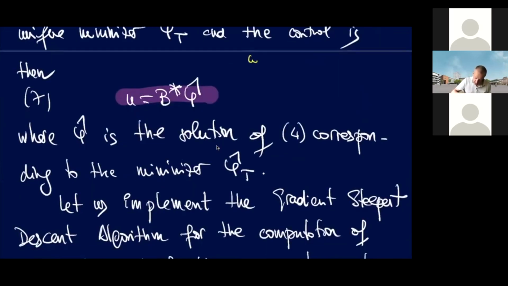So the coercivity of J is equivalent to the observability inequality.